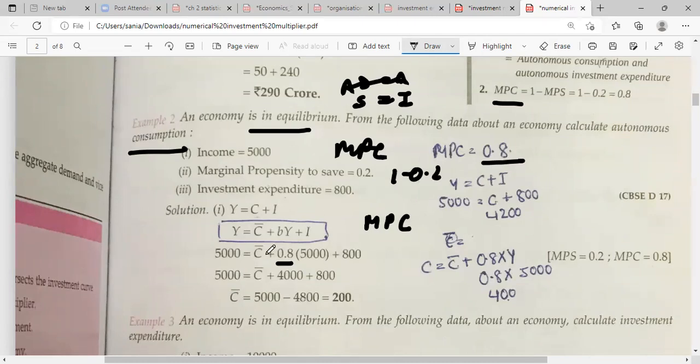I hope you are getting this formula. Over here, Y is income, C bar is your autonomous consumption, which you have to find, and B is basically MPC. For example, if you are talking about S bar, because income is S bar plus this, then that B will be your MPS. But here you are talking about consumption, so your B is MPC. Y is income and I you already know. From here, you will calculate C bar. Clear?